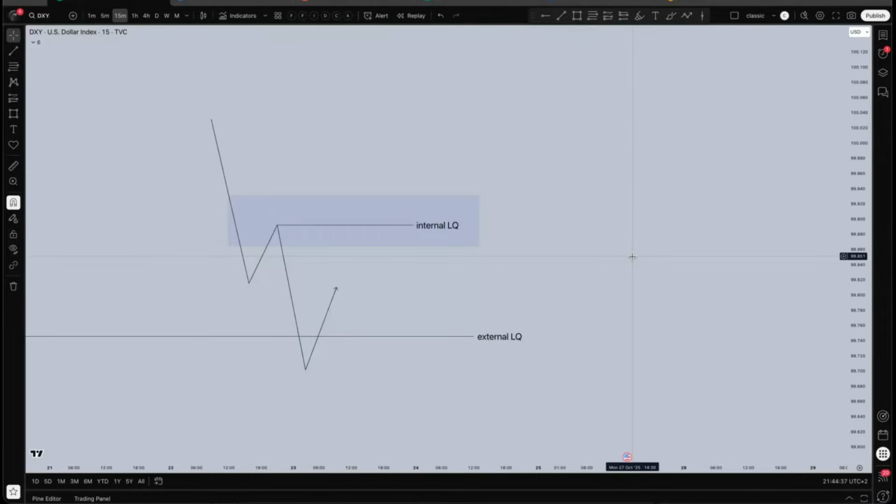Today we will talk about a topic which you guys have been requesting quite a lot in the last few weeks, and that is how to determine a proper lower time frame change in order flow. So let's get straight into the topic.